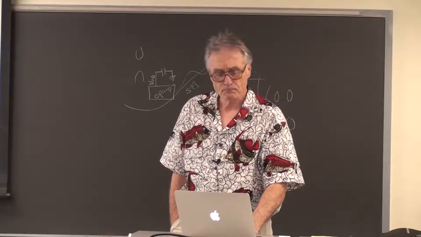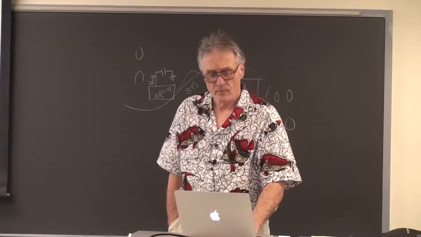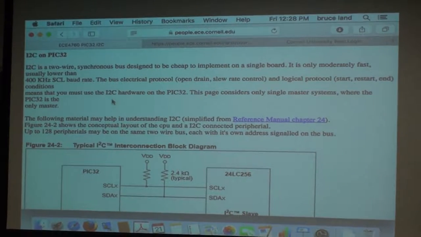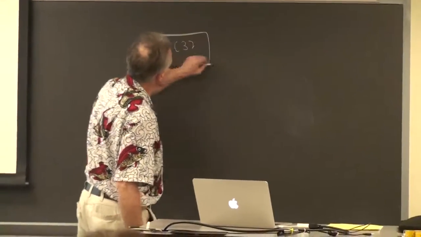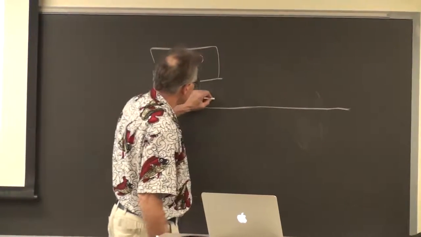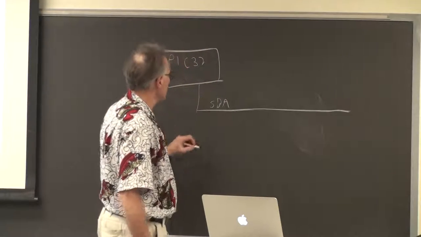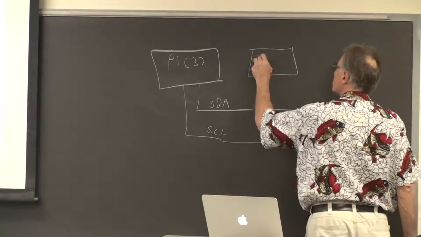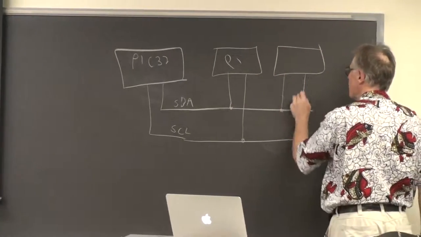So I tried to abstract some of the various data sheets. i2c is a two-wire system. So the typical connection scheme would be a PIC32, and what do they refer to it here as, SDA, data line, and SCL, a clock. And then you hang peripherals off of this bus.